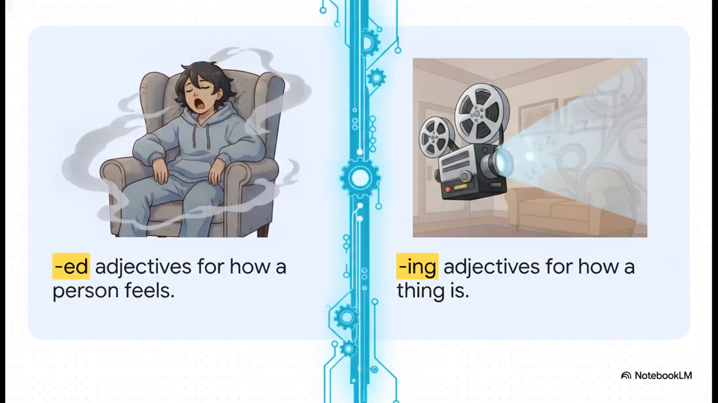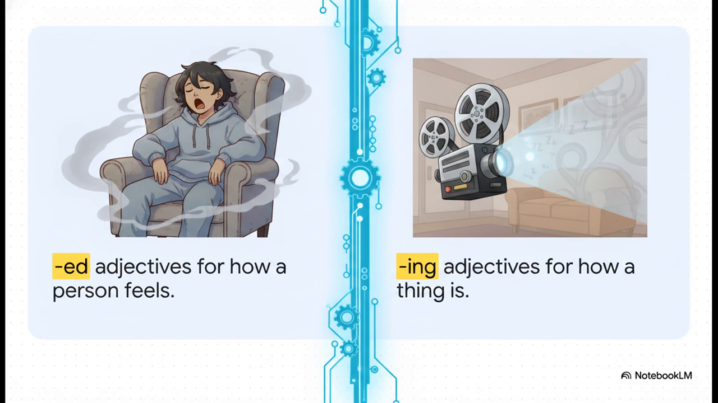And hey, remember this strict rule for detail when you're using adjectives that look like verbs? There is a mechanical difference between ed and ing. The rule goes like this. Use the ed ending to describe how a person feels, but use the ing ending to describe how a thing is.